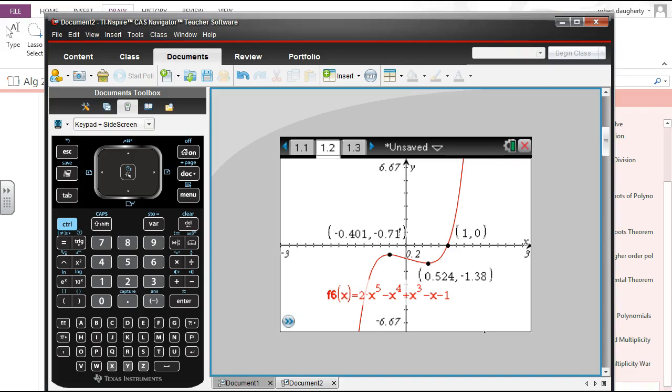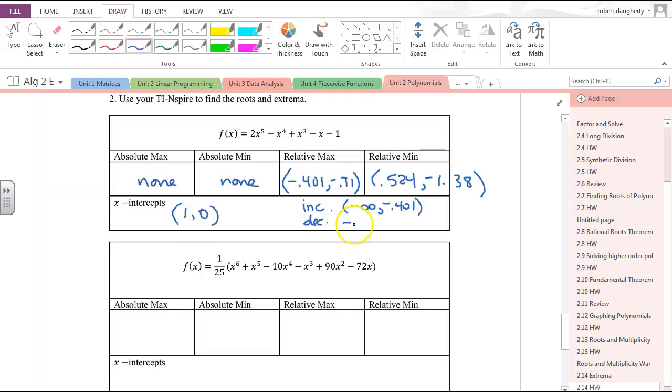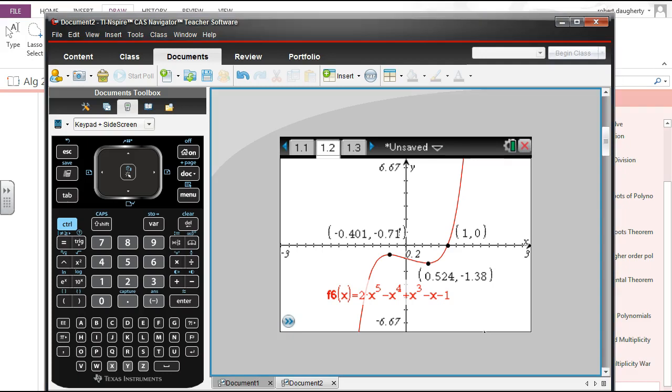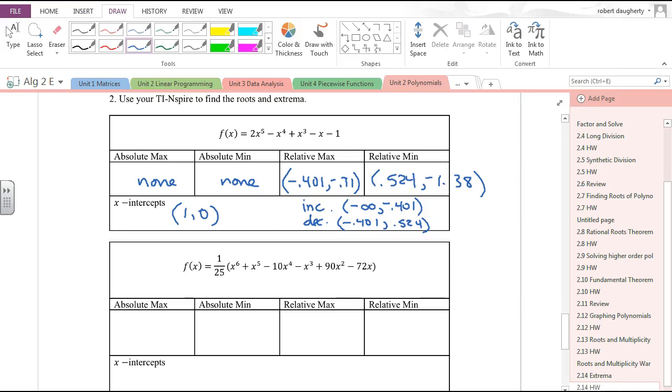And then what happens at negative 0.401? I stop increasing and I start doing what? Decreasing from that point to 0.524. Okay? And then what do I start doing after that decrease? I start increasing from this to infinity. Okay? No, you don't do them, okay? So these are all the kind of questions that I'll ask you on Thursday.